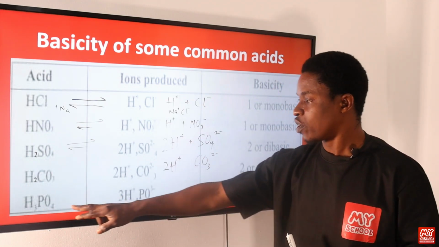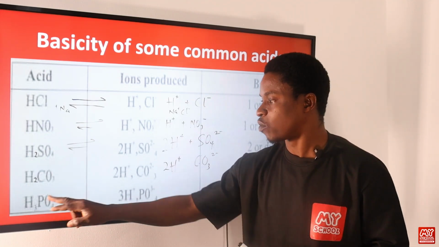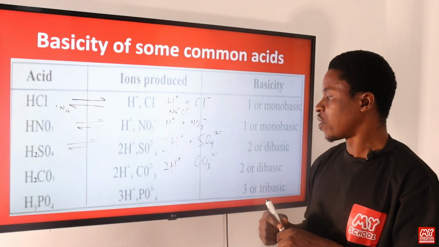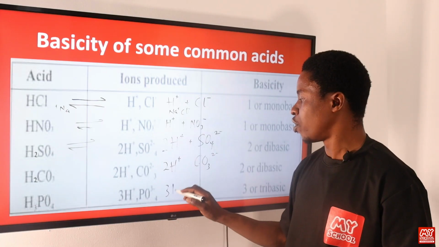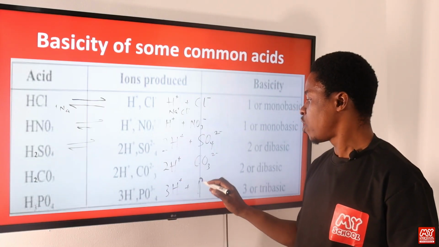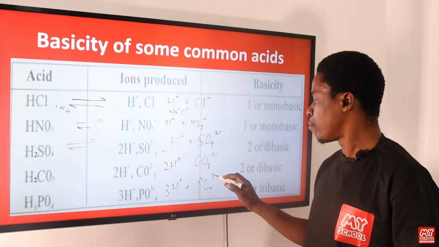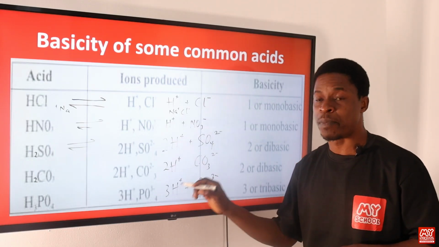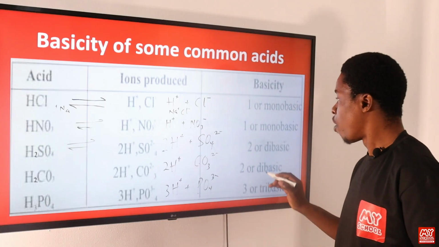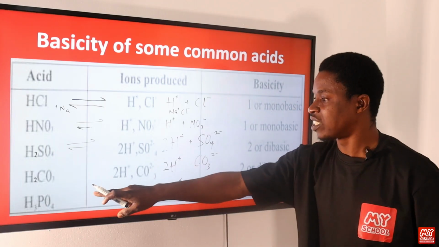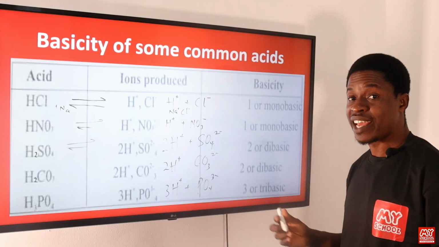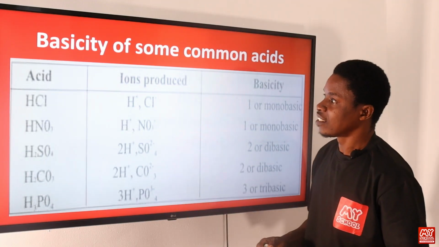H3PO4, that's phosphoric acid, we have 3 of that. When you dissociate that, we have 3H+ and then we have PO4 3-. You can see that we have 3 hydrogen ions that can be replaced in this acid to form salt. So the basicity of H3PO4 is actually 3, or we say it is tribasic. Let's move on to the next slide.